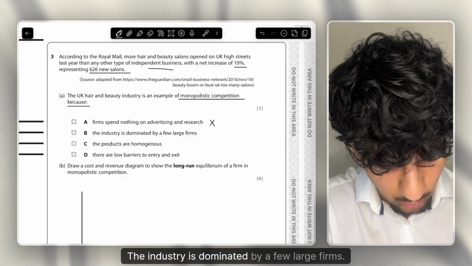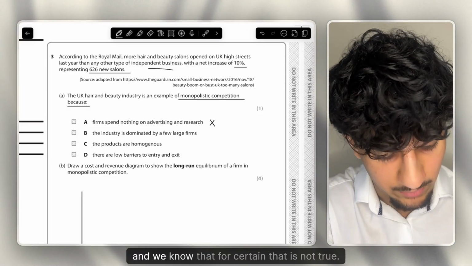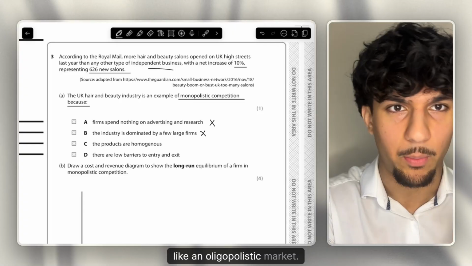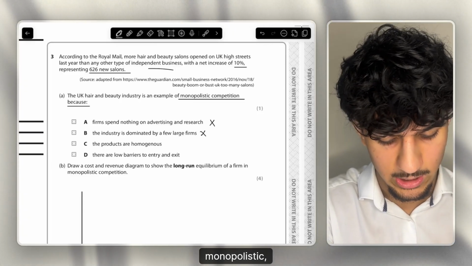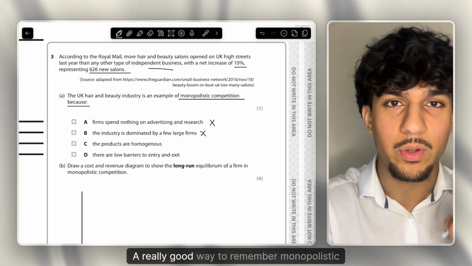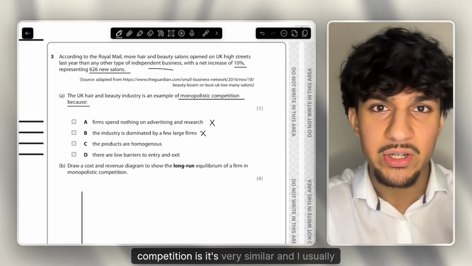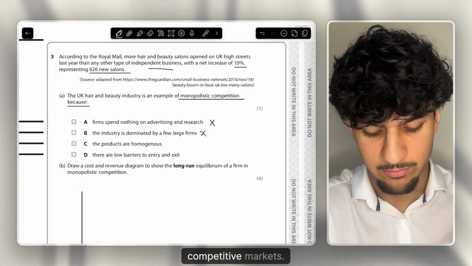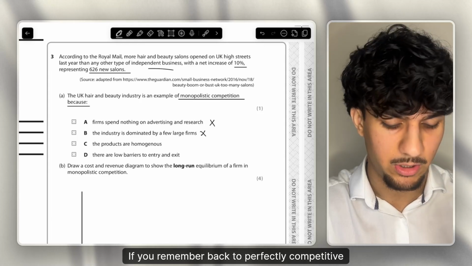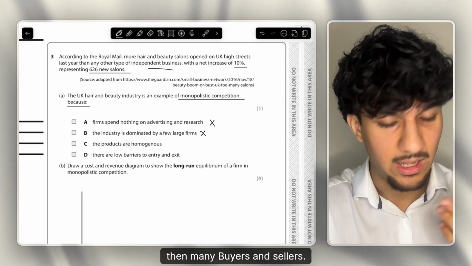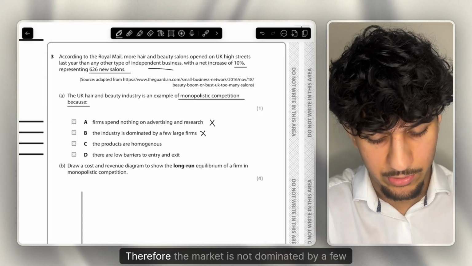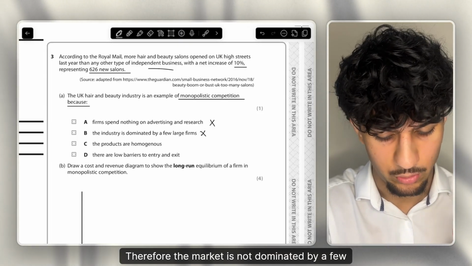The industry is dominated by a few large firms. That is, of course, and we know that for certain, that is not true. Why? A few large firms would suggest something more like an oligopolistic market. A really good way to remember monopolistic competition, and I usually teach it as a realistic version of perfectly competitive markets. If you remember back to perfectly competitive markets, then it's many buyers and sellers, and monopolistic is essentially the same, where there's many buyers and sellers, therefore the market is not dominated by a few large firms.